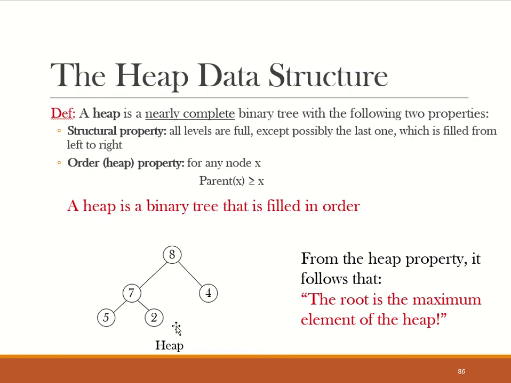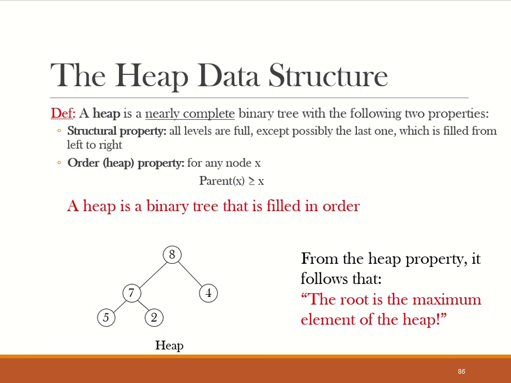Suppose it is the reverse, which means the parent is going to have a value lesser than both of its children. If that is the case, then the minimum valued element of the tree will be located in the root node, and we call such a heap a min heap or minimum heap. So this is about the ordering.